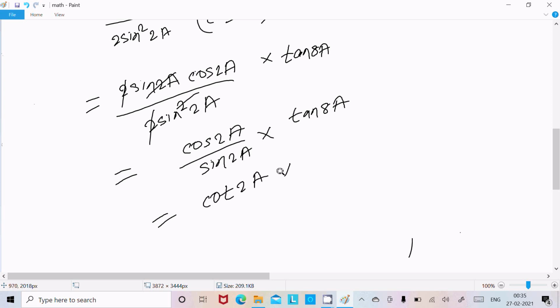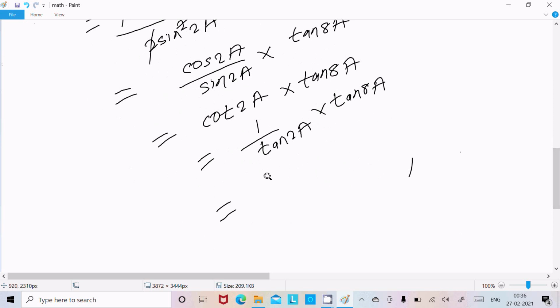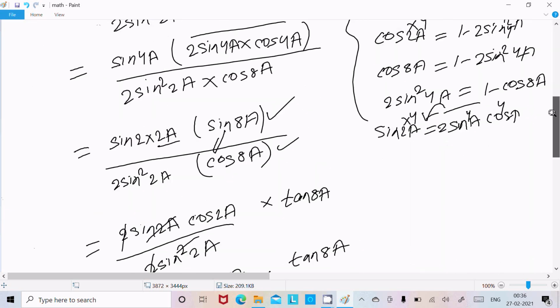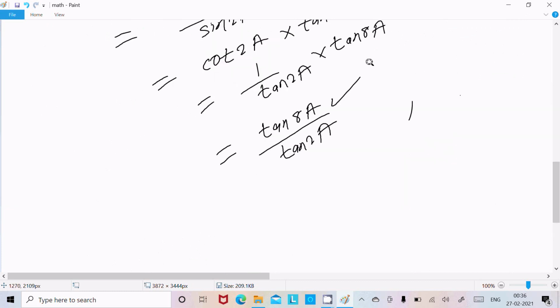And here tan 8A, so cot 2A equals 1 by tan 2A, so we can write tan 8A divided by tan 2A. Finally we get LHS equals RHS, and that's proved.